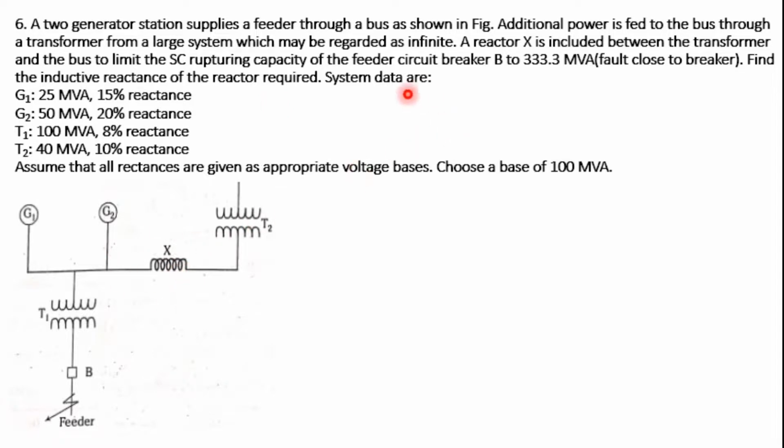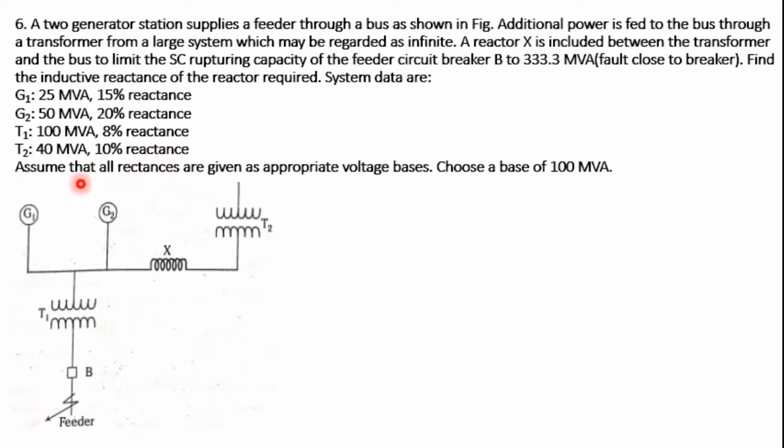The system data are given like this: G1 is 25 MVA, 15% reactance; G2 is 50 MVA, 20% reactance; transformer T1 is 100 MVA, 8% reactance; T2 is 40 MVA, 10% reactance.